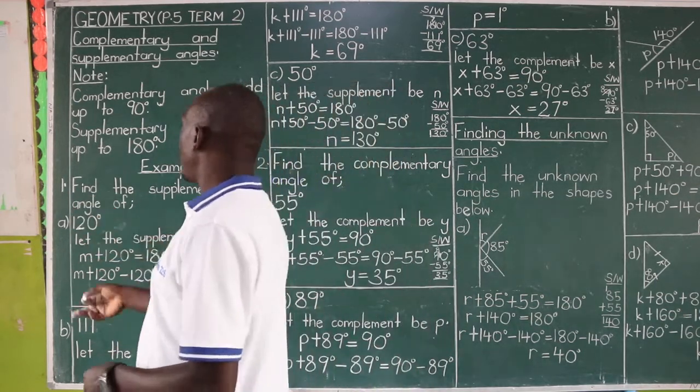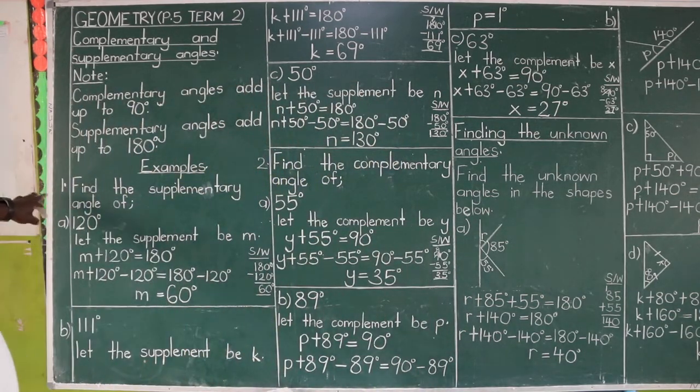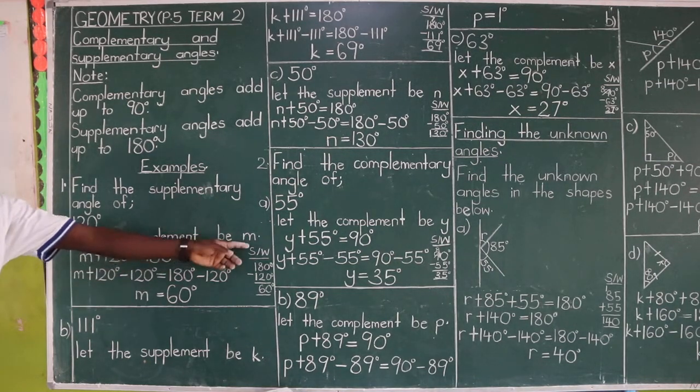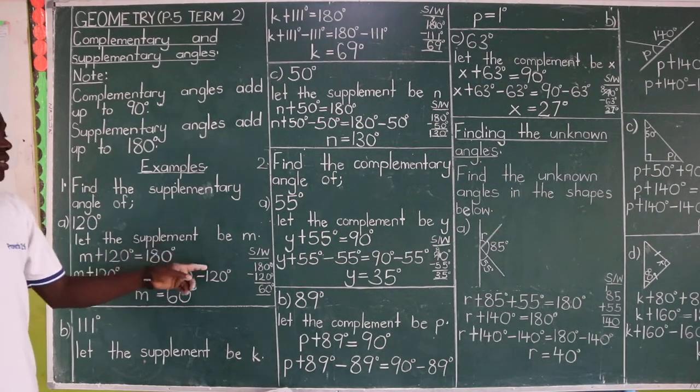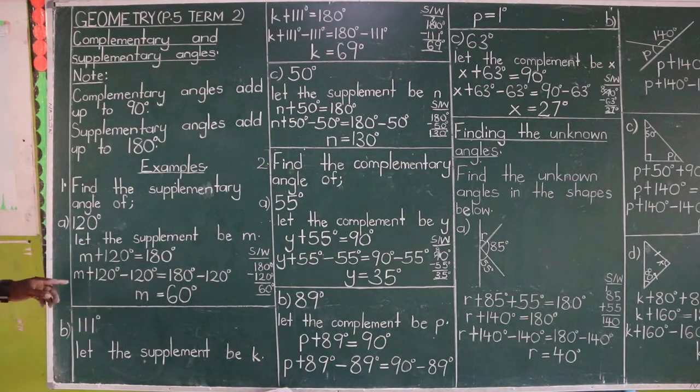Example number 1 requires us to find the supplementary angle of part A, 120 degrees. You say let the supplementary angle be a letter you want. Teacher chose M, let the supplement be M. We know supplementary angles add up to 180 degrees. So that angle M plus the given angle 120 degrees equals 180 degrees. Then you work out the algebra as usual.